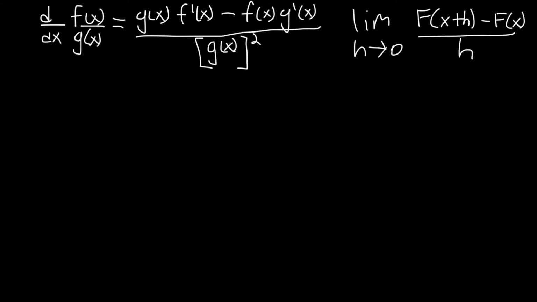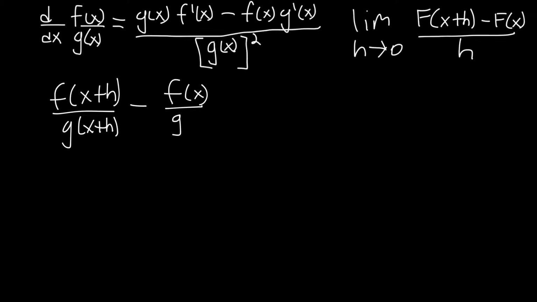So the first step, that would be natural, is to ask ourselves, what is f of x plus h minus f of x? Or in our context, we have f of x plus h over g of x plus h minus f of x over g of x. Now this is not particularly useful in the current form because they're two separate pieces, and we would like to combine this into one single piece. So what we should do is find a common denominator between the two of them.